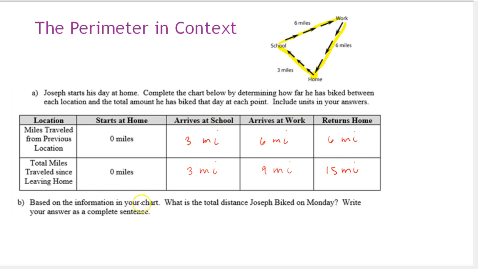Based on the information in your chart, what is the total distance Joseph biked on Monday? Write your answer as a complete sentence. So we see by the time he's returned back home, he's traveled a total of 15 miles. So Joseph has traveled 15 miles on Monday.